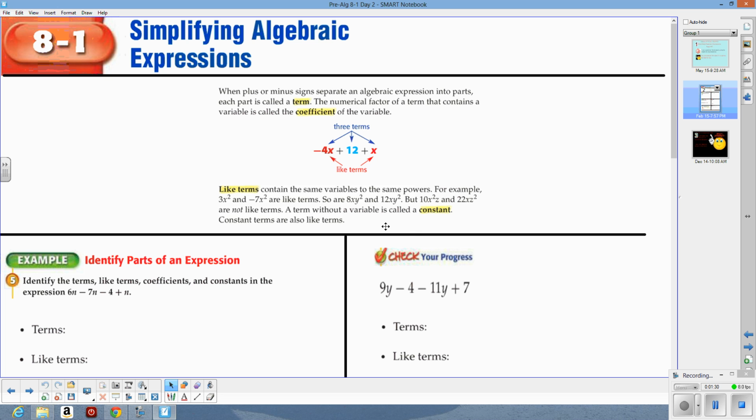Now a term without a variable is called a constant. So up here, 12 would be a constant. All constants are also like terms.